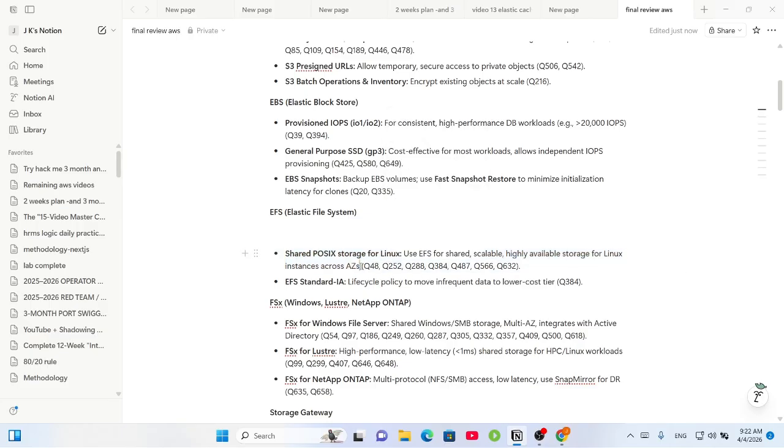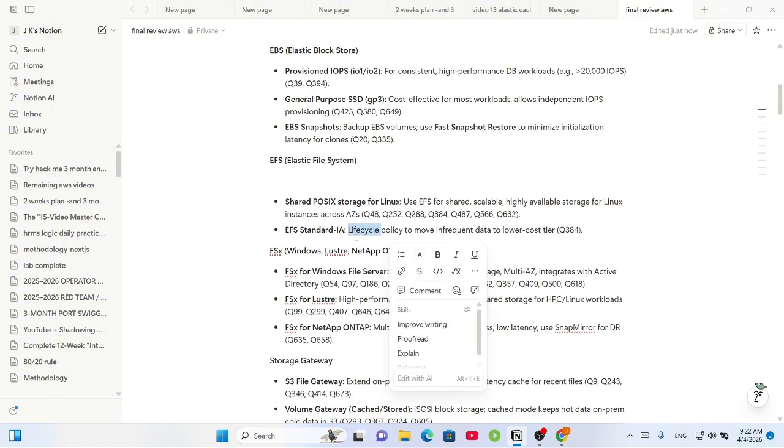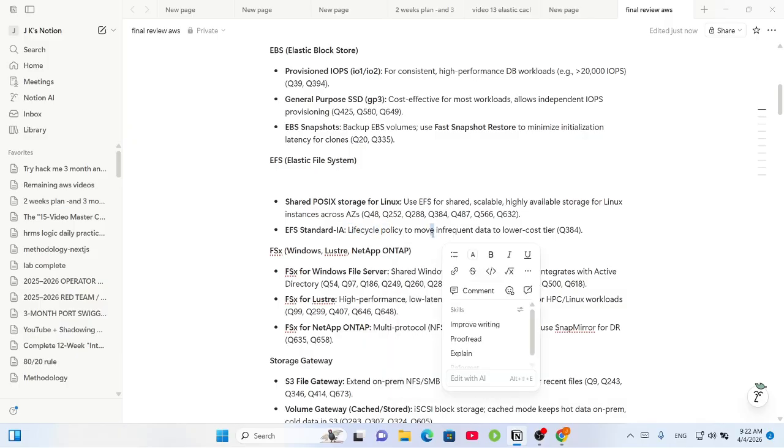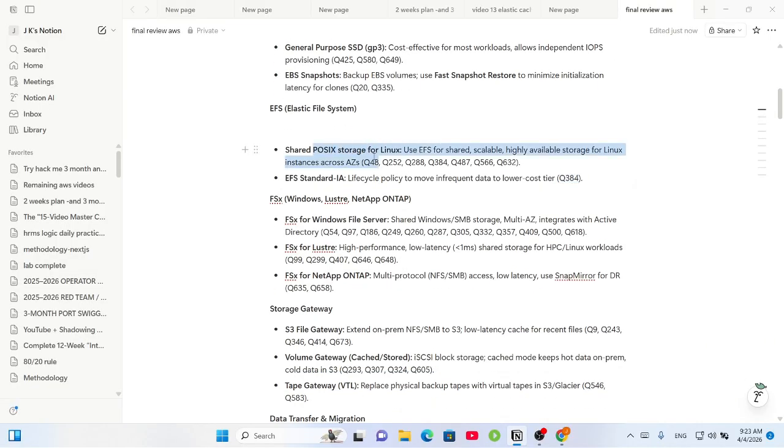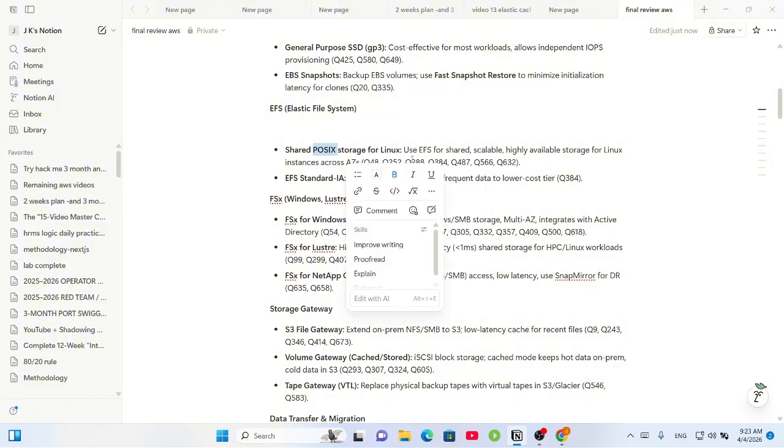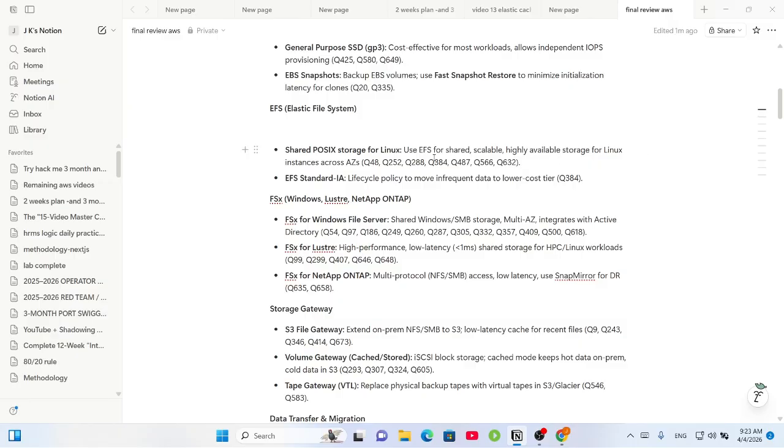This is the benefit of EFS, and it comes up a lot in the questions. You see one, two, three, four, five, six, seven, 7 questions related to POSIX, basically. And EFS Standard-IA is a lifecycle policy to move infrequent data to a lower cost tier. We have one question on this. Just remember that EFS is used for Linux, POSIX, and it's shared storage.